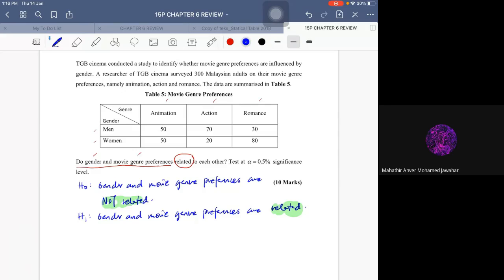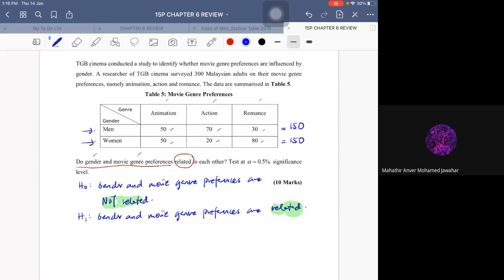Now that I have my hypotheses, the second step is finding the test statistic. For a contingency table, when you come across the data, the first thing you have to do is sum up each row and each column. This is my first row and this is my second row. For the first row, I add 50 plus 120 plus 30, which gives us 150. I do the same for the second row: 50 plus 20 is 70, plus 80, so that is also 150.